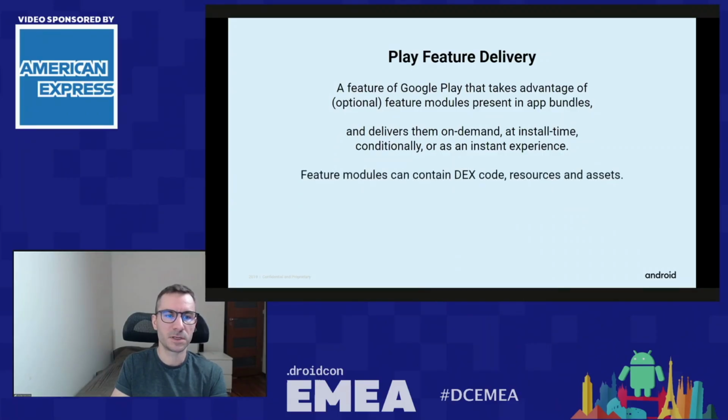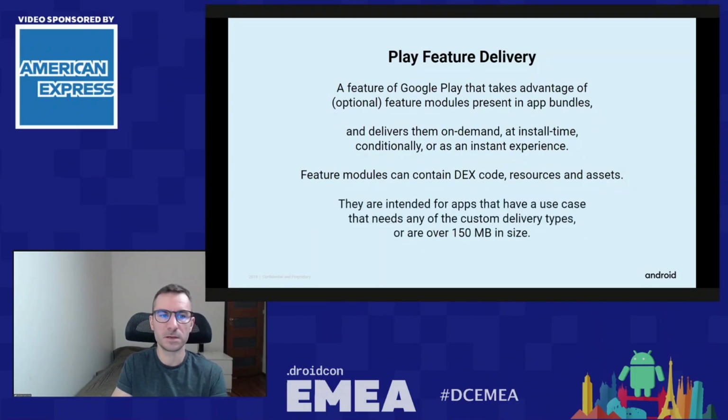Now, feature modules are really like any other module in your Android project. So they can contain code, resources, and assets. And they are intended for apps that have a use case that needs one of the custom delivery types that I mentioned. So for example, maybe your app has a certain functionality that is pretty substantial in size. Maybe it weighs 20 megabytes, but is only used by 1% of your users. It doesn't need to be delivered at install time together with your whole app if no one is going to use that 20 meg functionality.